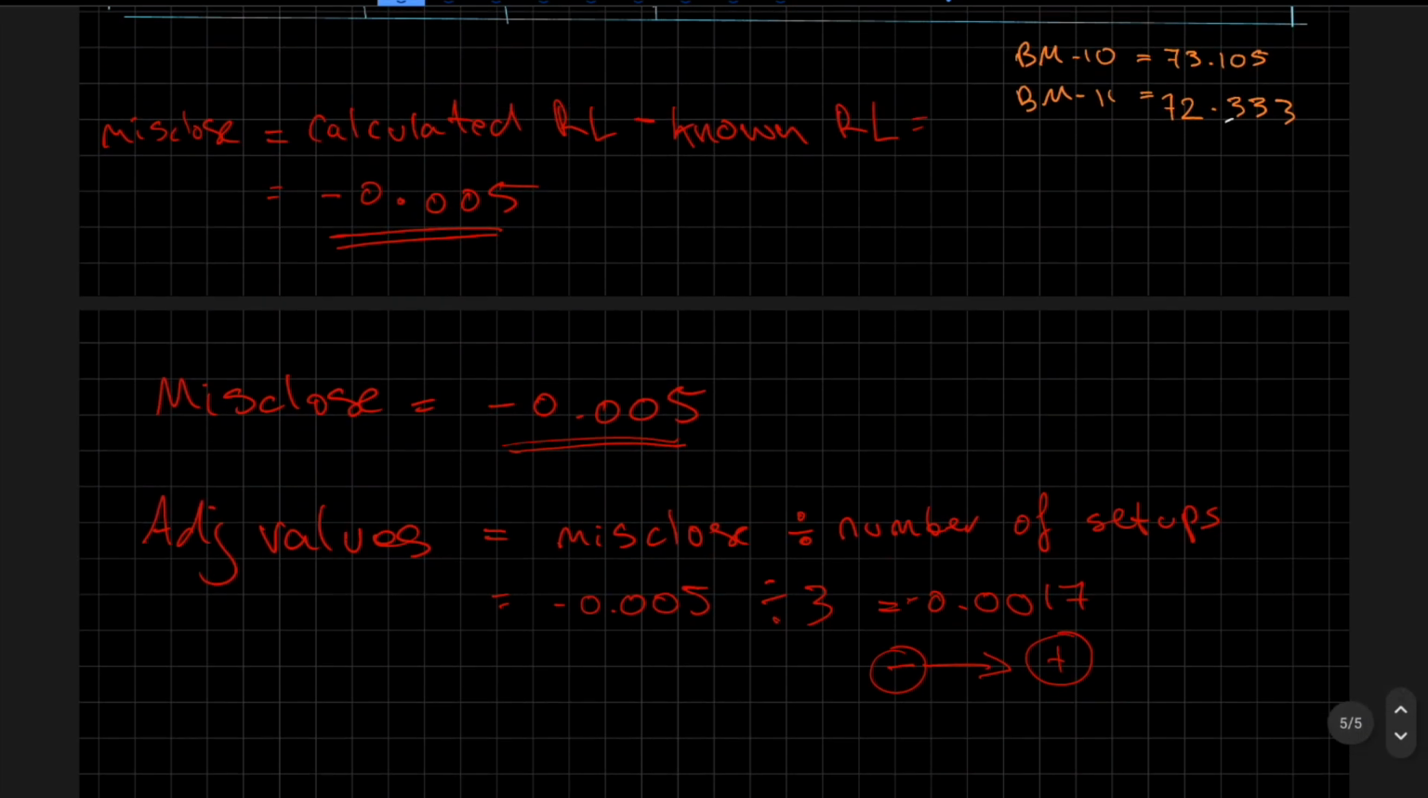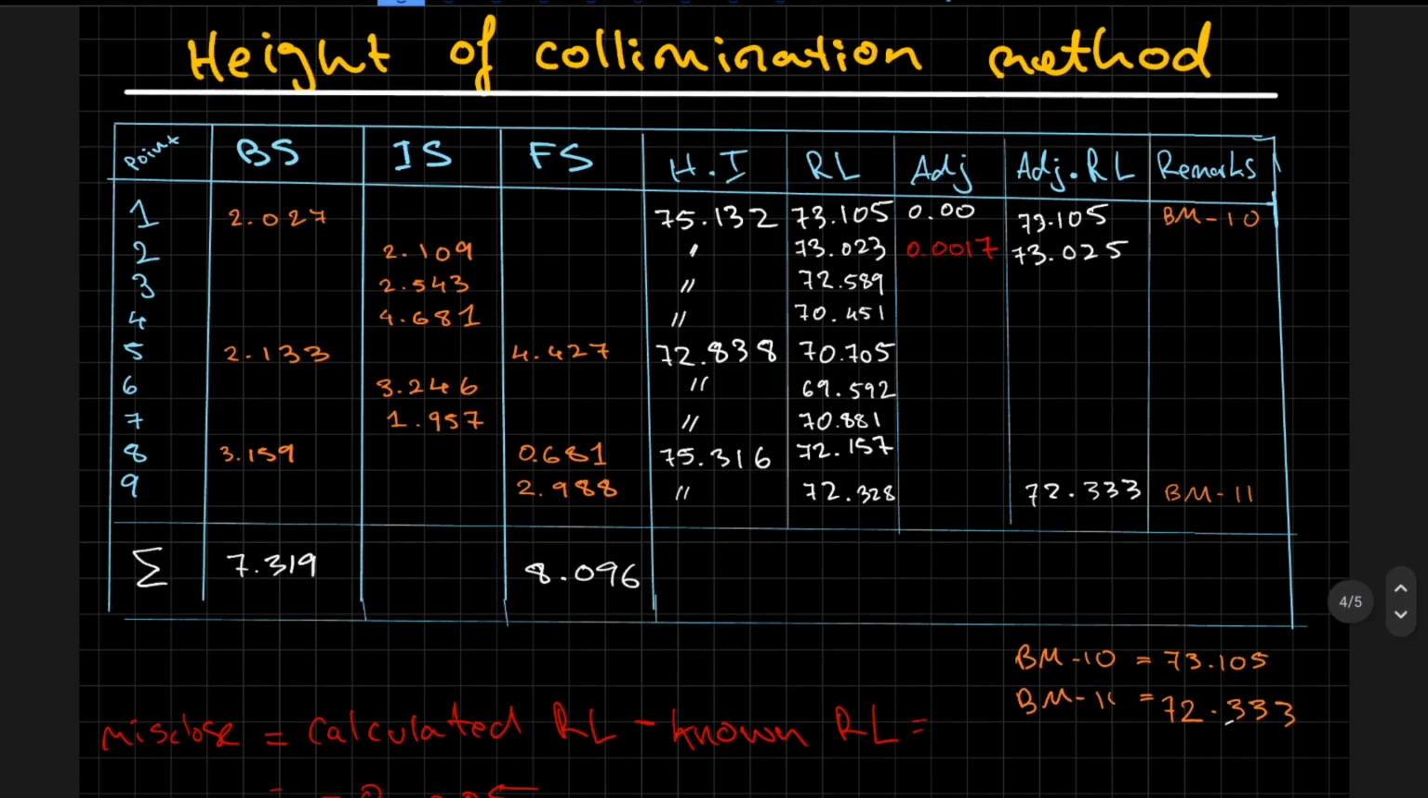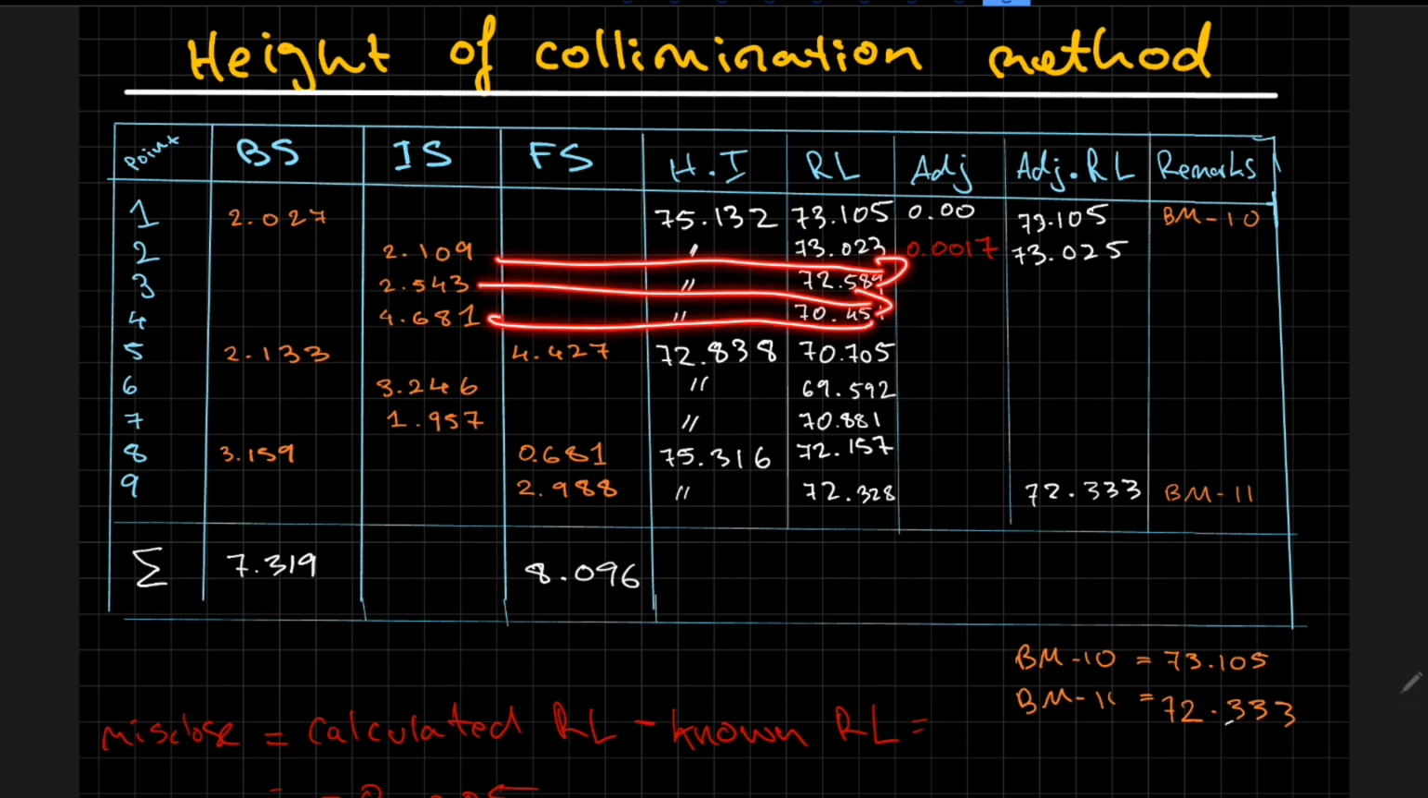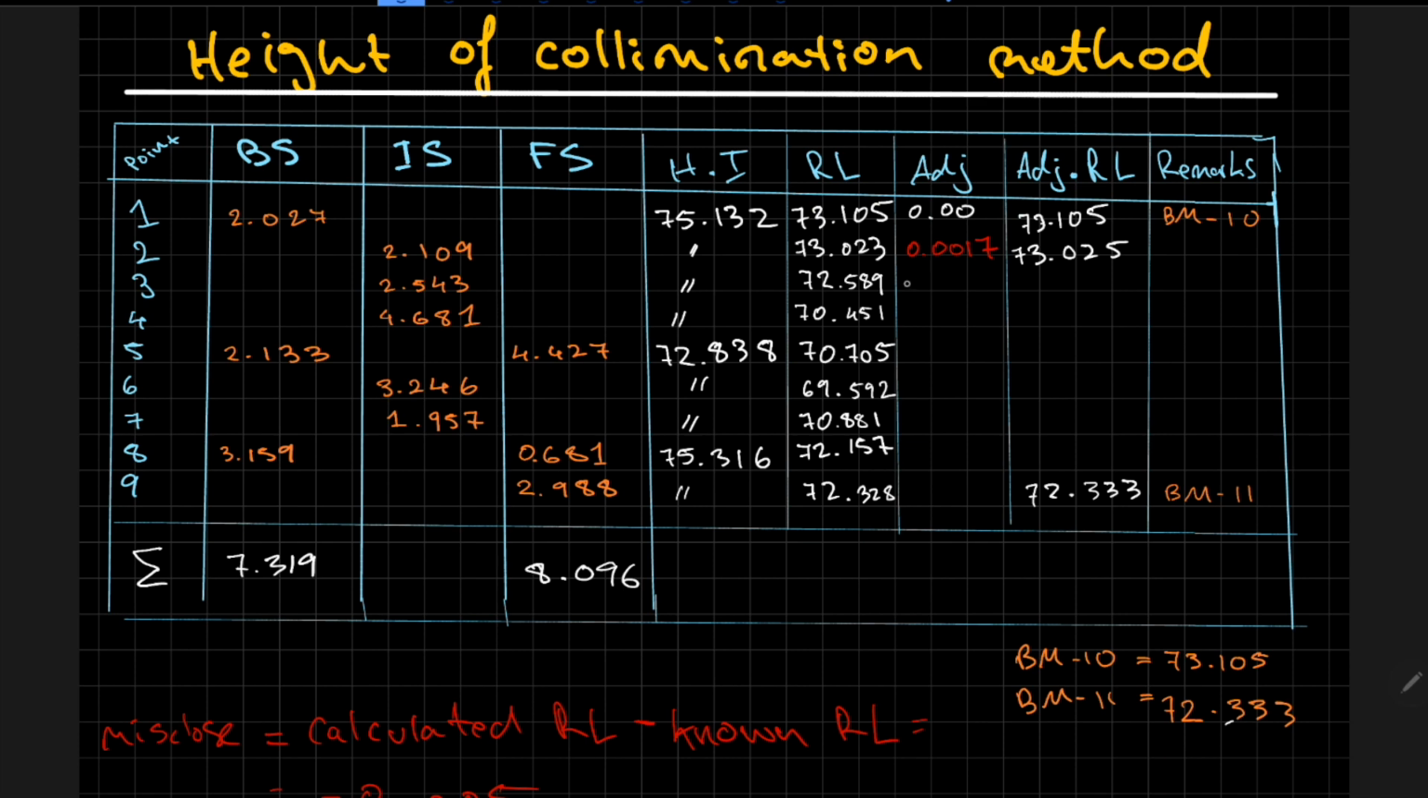It's an adjustment per setup, so you don't need to add adjustment to every single value. It's per setup. So the adjustment values for these three are going to be the exact same. So we'll just write 0.0017, 0.0017. Okay, now we have approached the next setup.